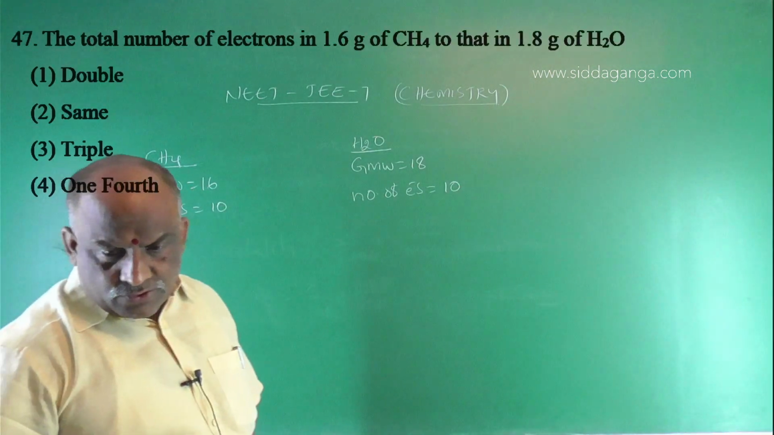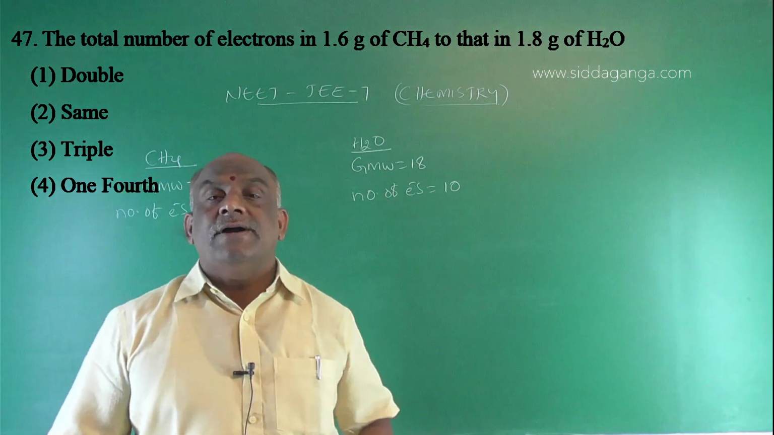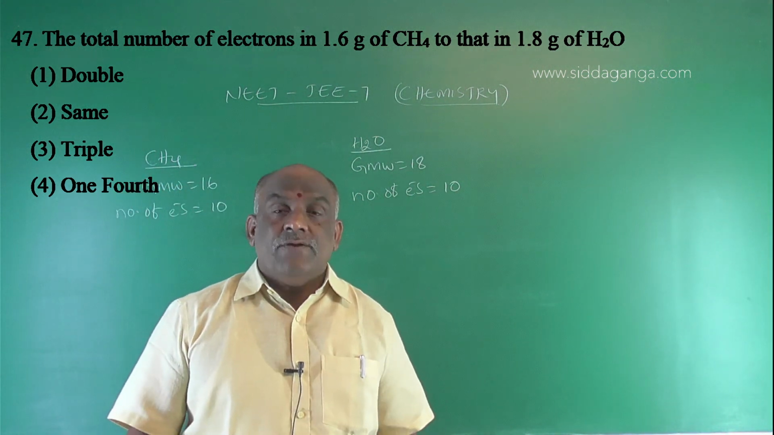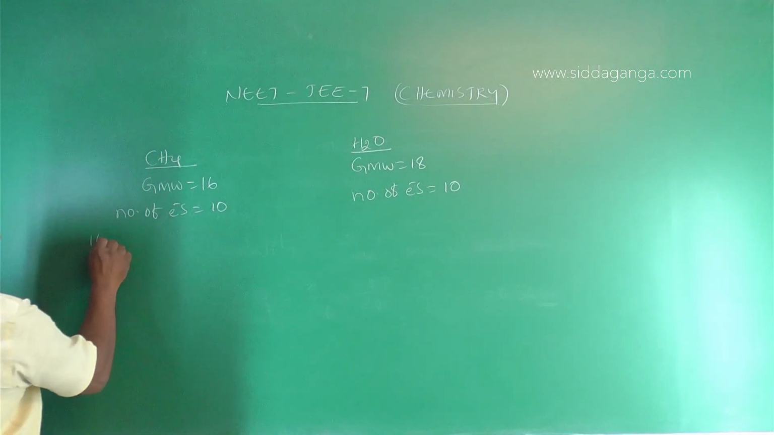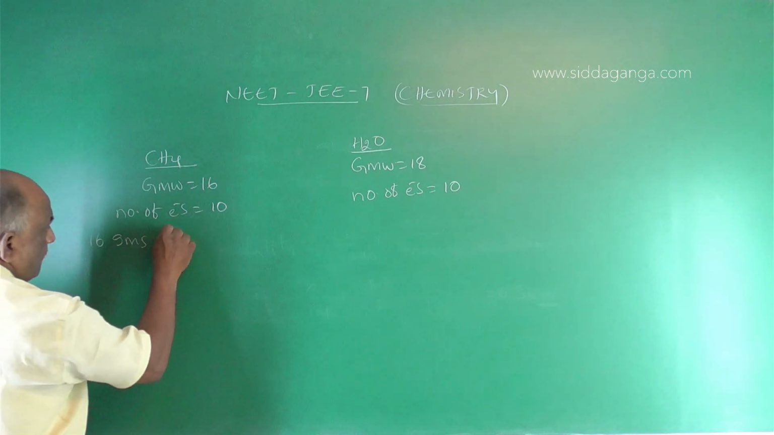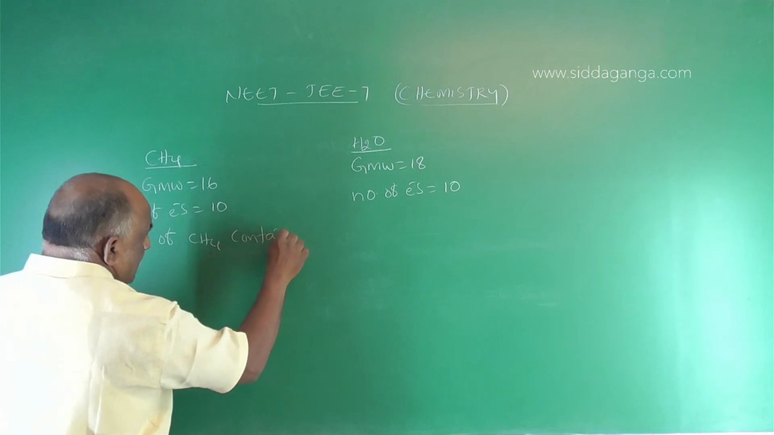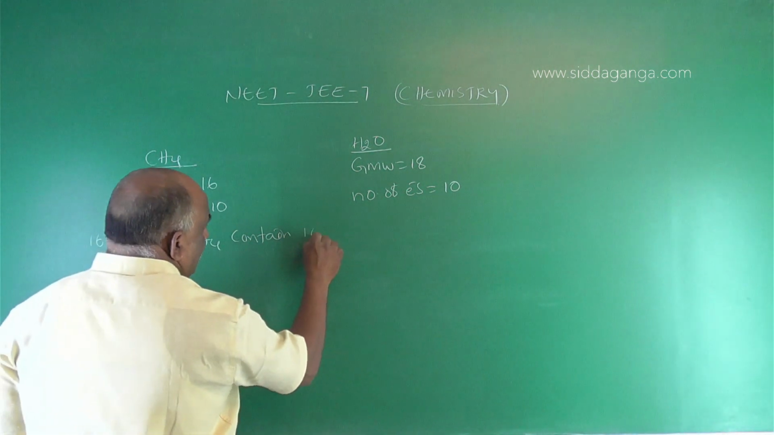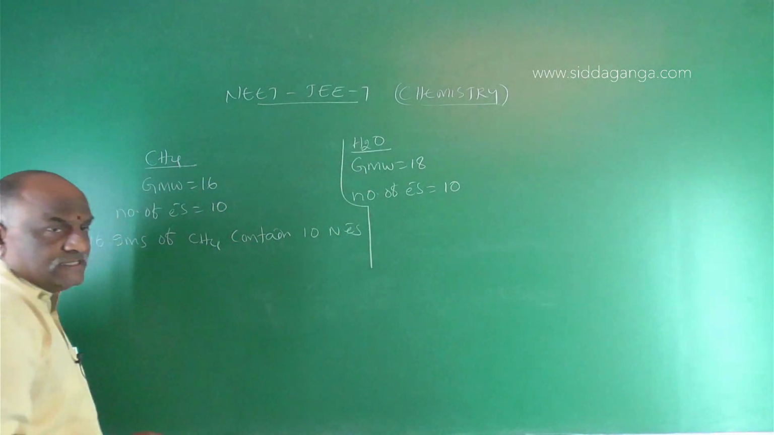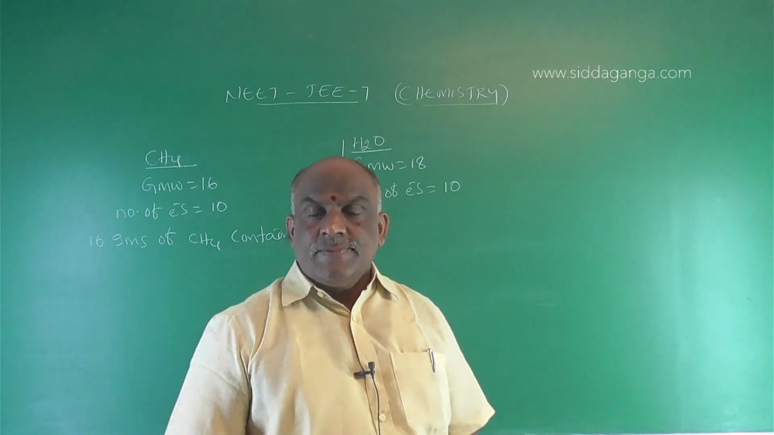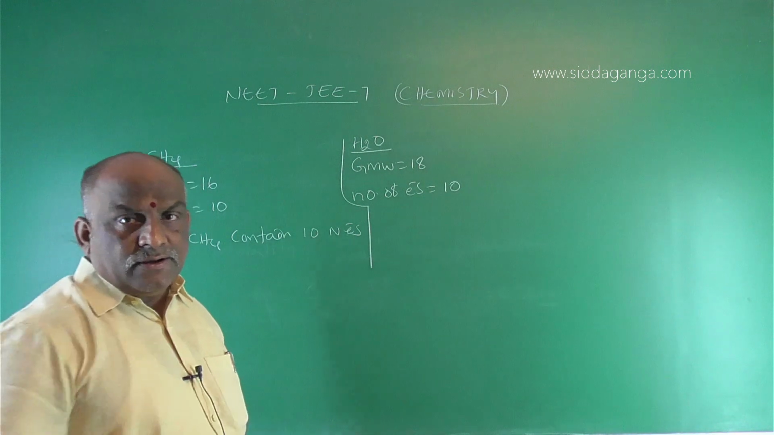So once you go through the question, my dear students, the total number of electrons in 1.6 grams of methane and 1.8 grams of water. So here 16 grams of methane contain 10 N electrons, total number of electrons according to the Avogadro number.